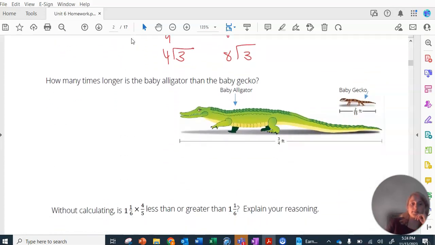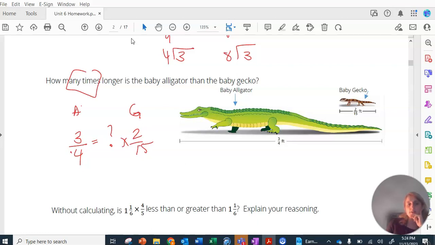How many times, okay, thinking we're looking for a multiplicative relationship, longer is the baby alligator than the baby gecko? Okay, so the baby alligator is 3/4 of a foot. I'm just going to put a little A there for alligator. The baby gecko, G, is 2/15. How many times longer is the baby alligator? This one is longer. What do you have to do to get this answer? Ooh, wait a minute. How can you solve a times problem?